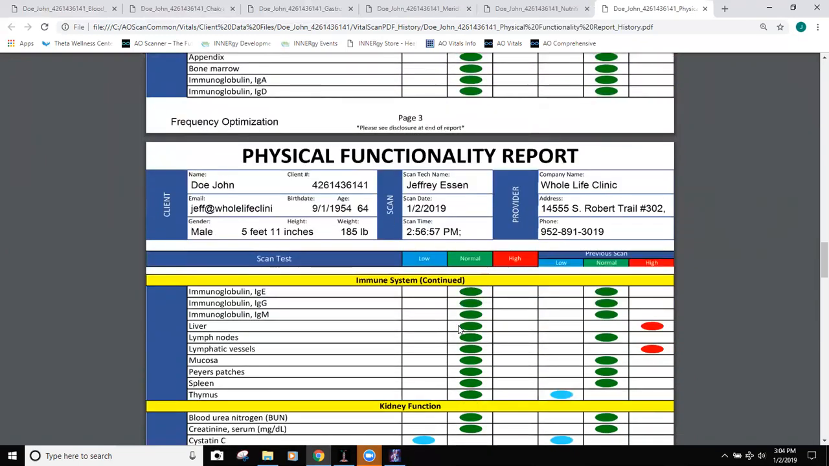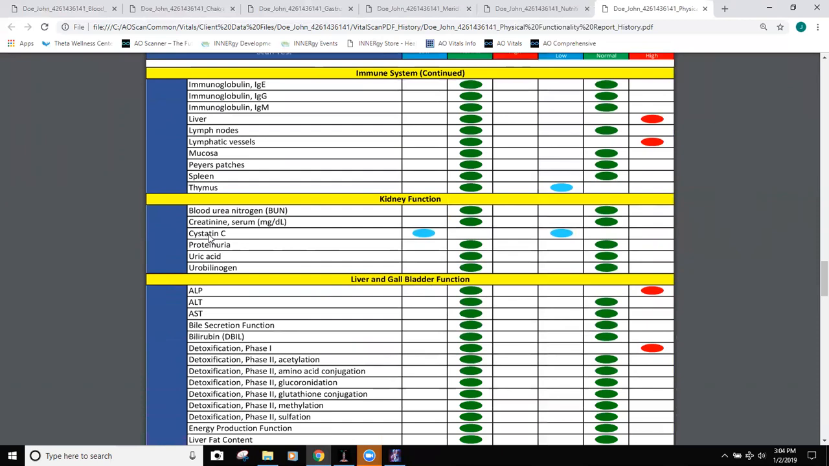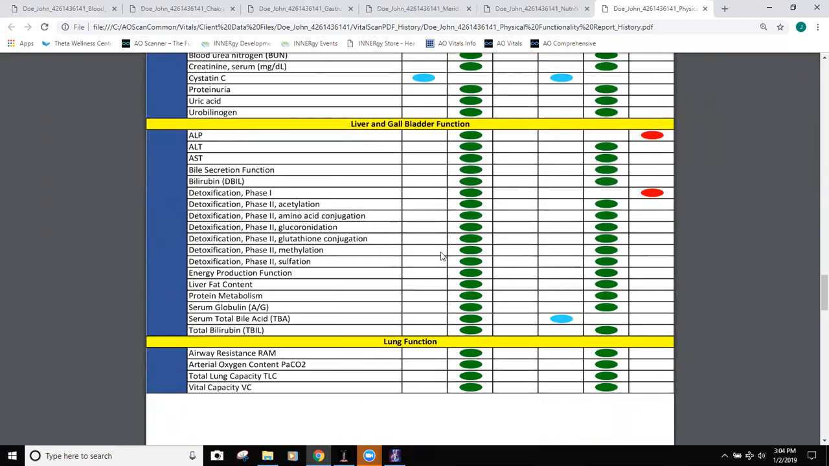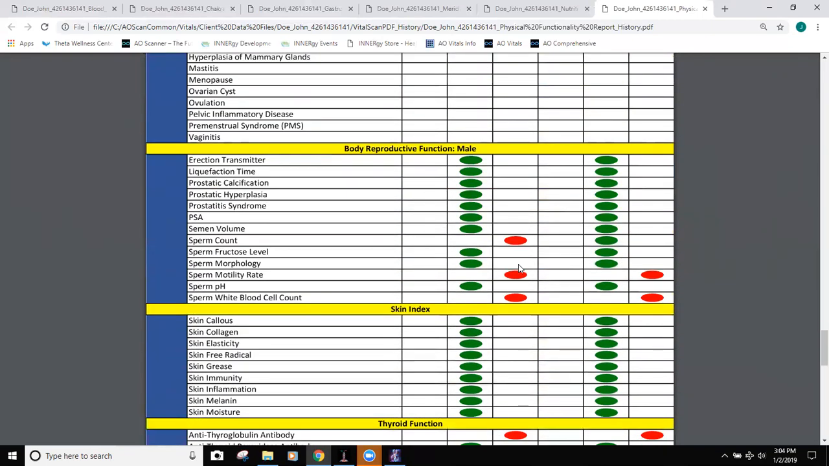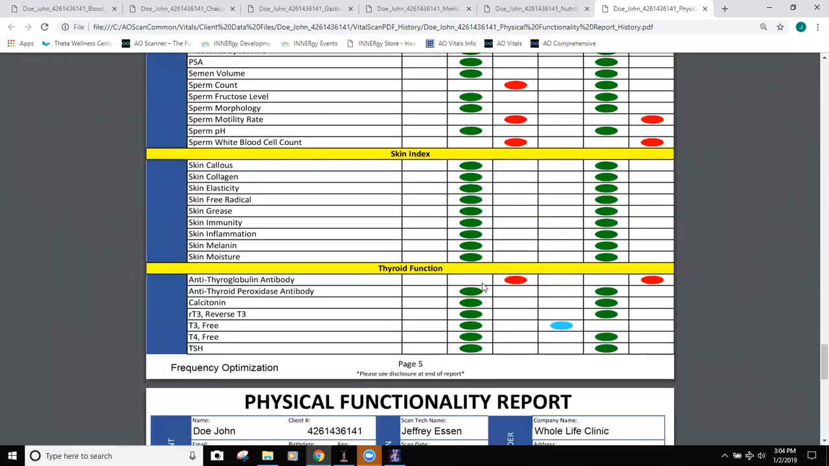Immune system is looking good. Kidney function, cystatin C is a little on the low side. Liver gallbladder looks good. Lung looks good. Now, male reproductive system, sperm count low, sperm motility rate low. For men over a certain age or boys under a certain age, we don't pay attention to these. These can be relative to the overall testosterone production, but does that correspond with anything else?